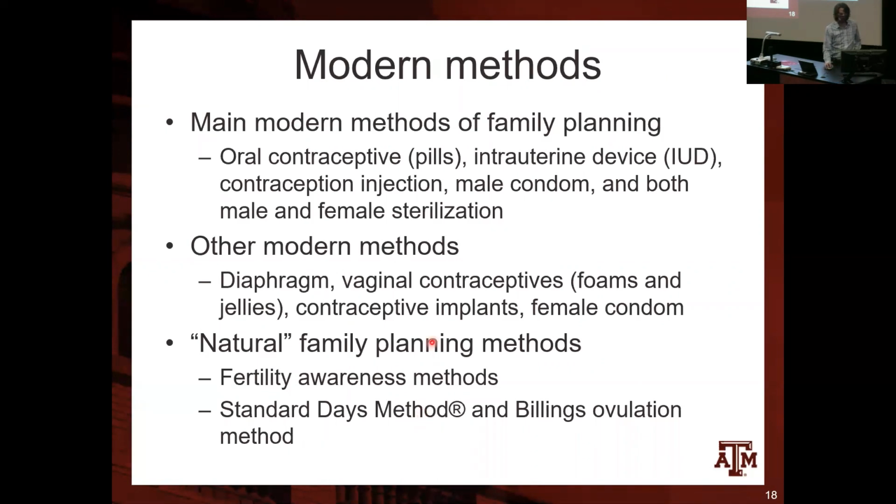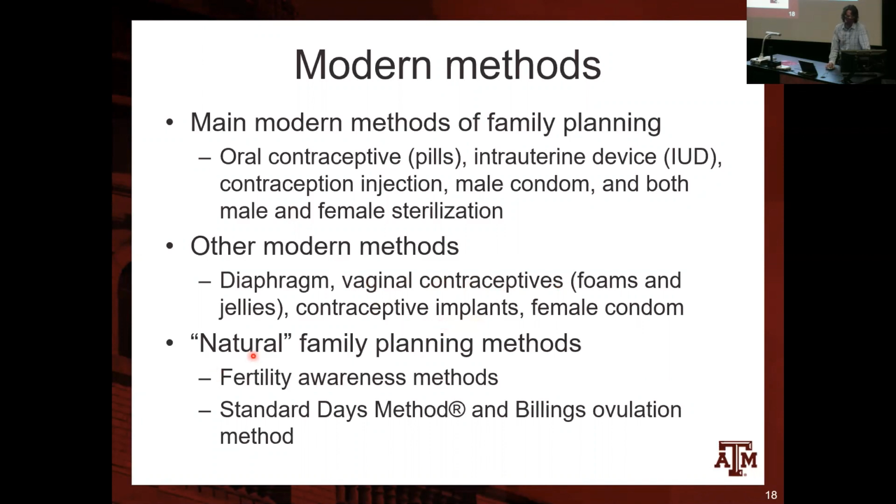What are the examples of modern methods? The main modern methods of family planning are pills, oral contraceptives, intrauterine device, contraceptive injection, male condom, male sterilization, and female sterilization. Other modern methods that also exist but are not so common: diaphragm, vaginal contraceptives, foams and jellies, contraceptive implants, and female condom.